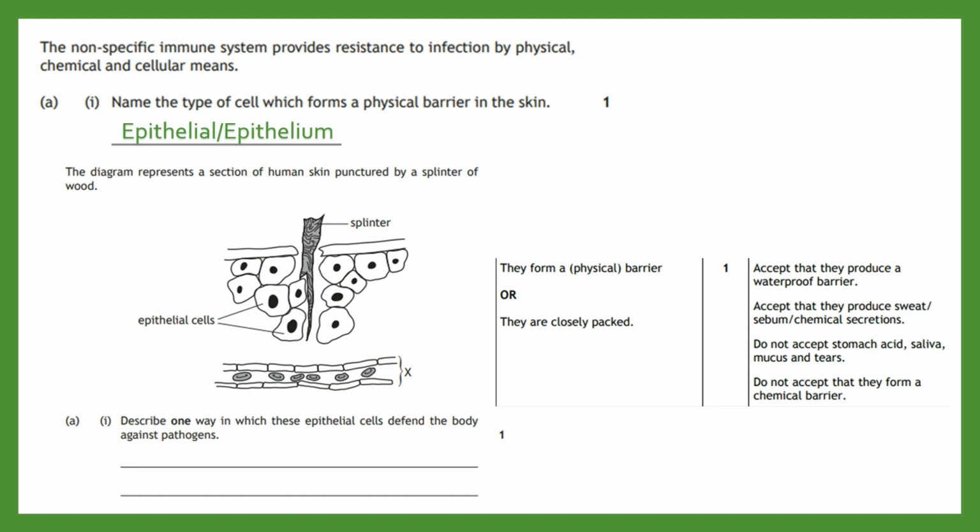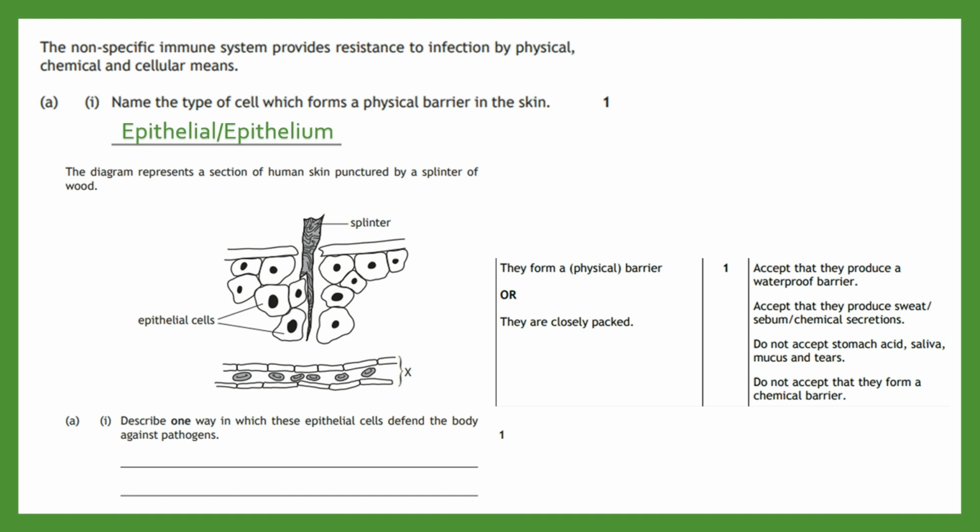Other correct things to say would be that they're waterproof barriers or they produce sweat or produce chemical secretions. But do be careful if you go down that road. Make sure if they've asked for a physical example that that's the example you give. For example, do not accept stomach acid, saliva, mucus, tears, or that it's a chemical barrier. Just make sure to read the question carefully and tailor the response.